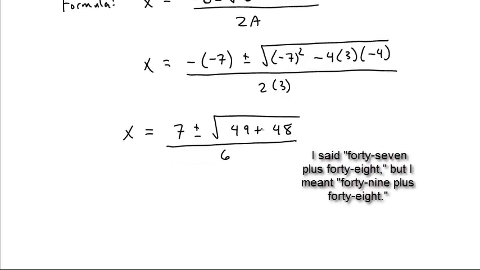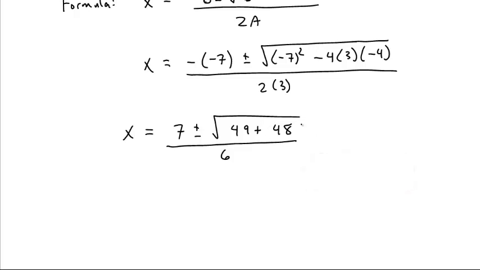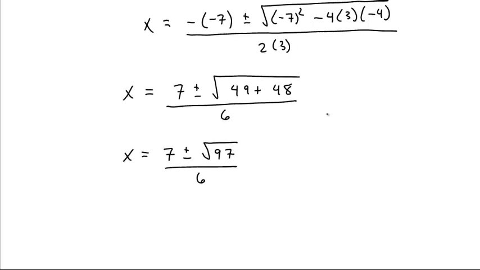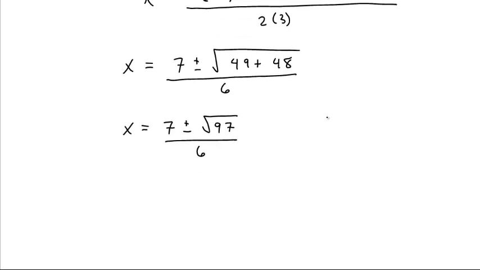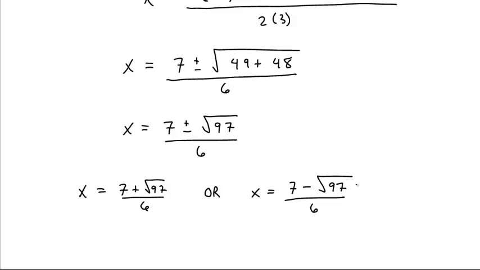49 plus 48: this is 1 away from 50, this is 2 away from 50. Together you're going to get 3 less than 50 plus 50, which is 97. So you get 7 plus or minus the square root of 97 over 6. And that means that we have two different answers. We have 7 plus square root of 97 over 6 and 7 minus square root of 97 over 6.